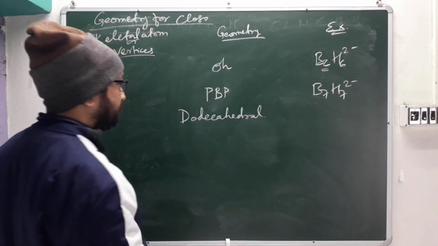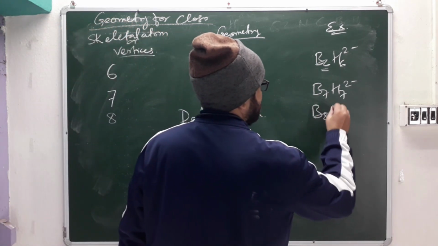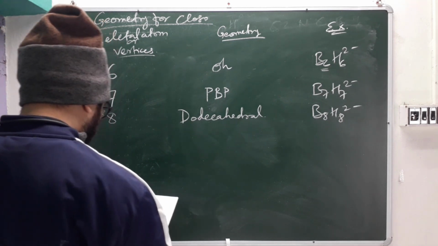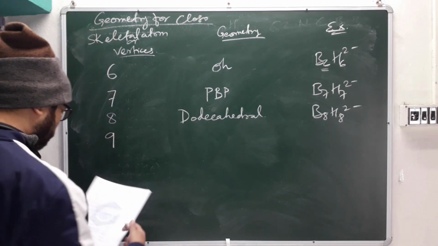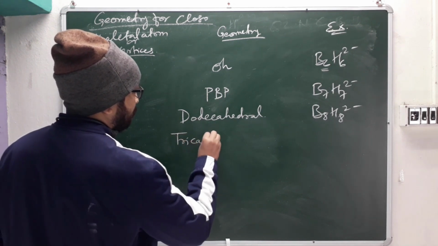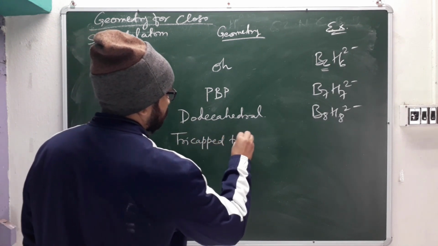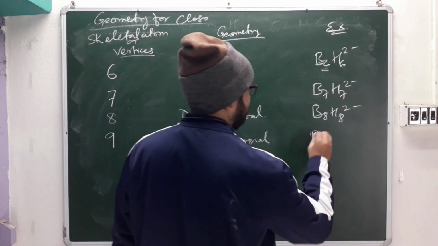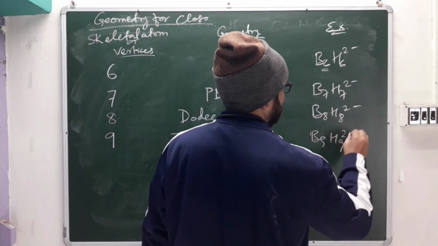Okay, the dodecahedral example is very easy. It will be B8H8 2 minus, right? Now next is 9. This is tricapped trigonal prismatic. It will be B9H9 2 minus.